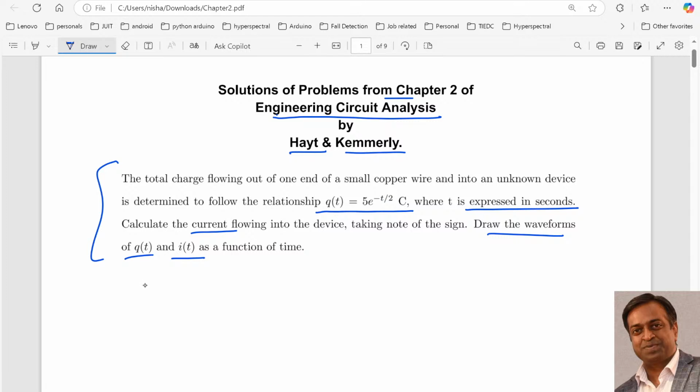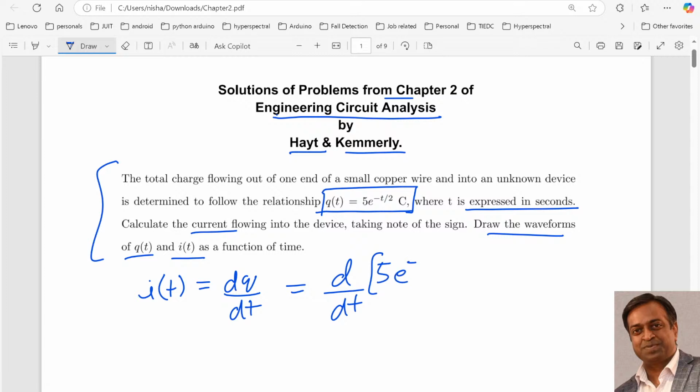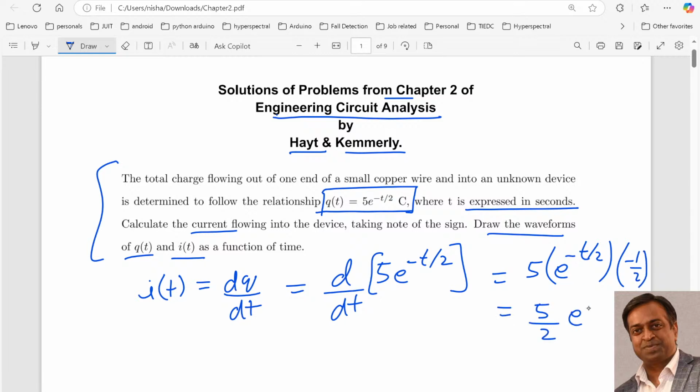So for determining the current, we know that the relation is dq by dt. Whatever expression of q(t) is given, we simply need to differentiate it. So differentiating this, we know that it will be, right? So this will be our i(t).